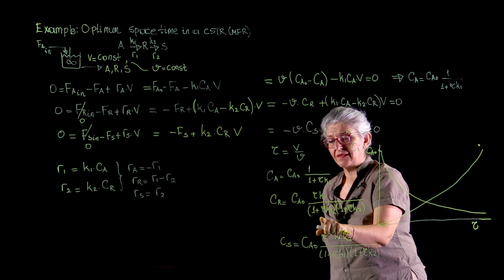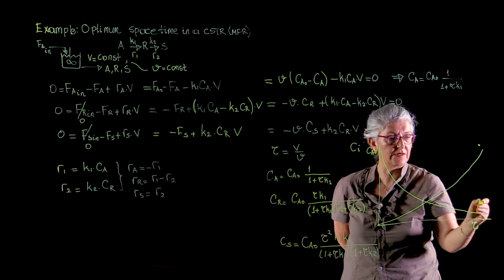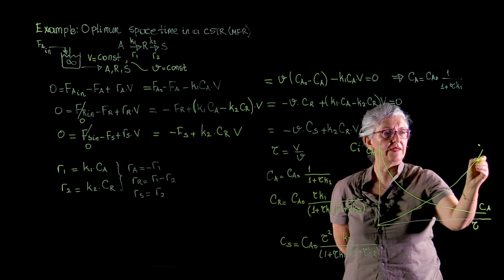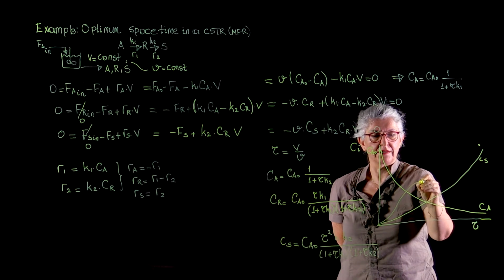But Cr is going to go through a maximum. So this is Ca, this is Cs, and this is going to be Cr.